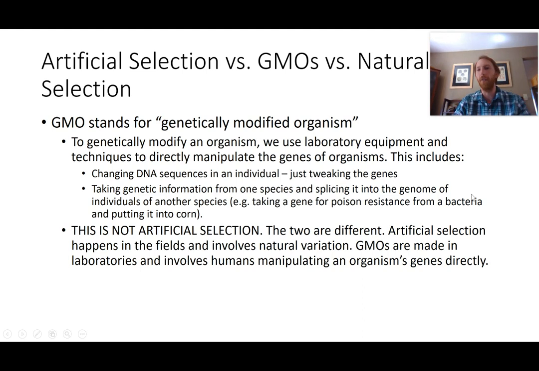Even though we're not directly selectively breeding these black bears or any other species on the planet, we are still altering the environment, and natural selection is therefore selecting for the individuals that are most fit to that new environment, that environment that we have created. So natural selection, artificial selection, and then GMOs.